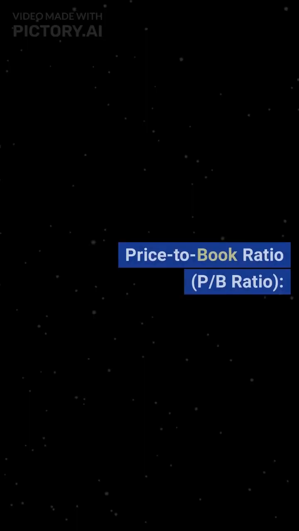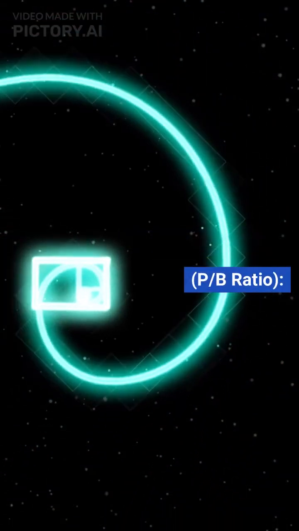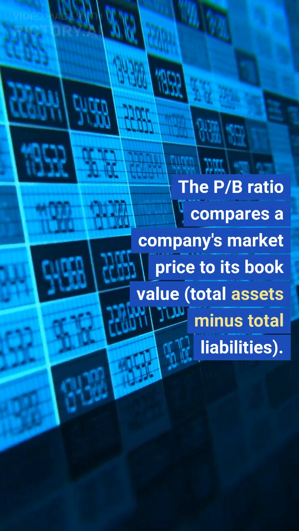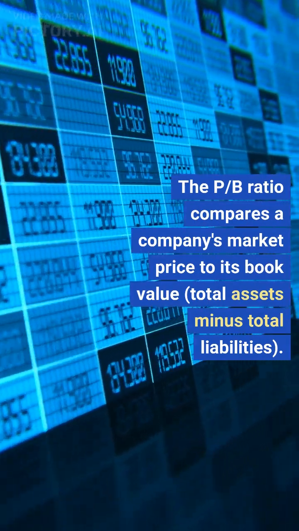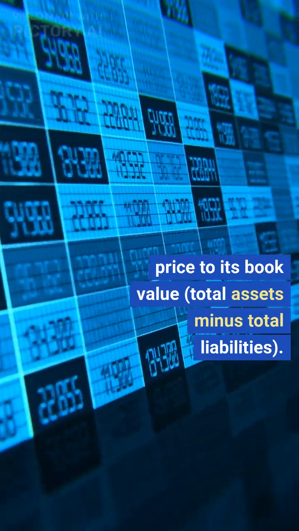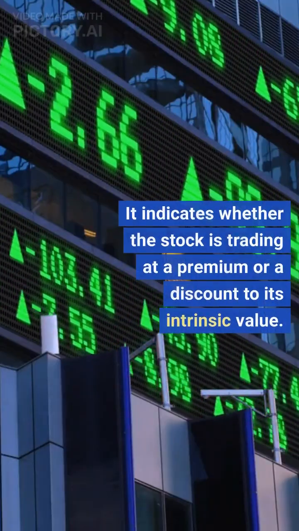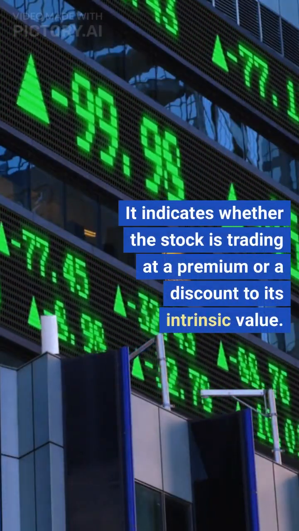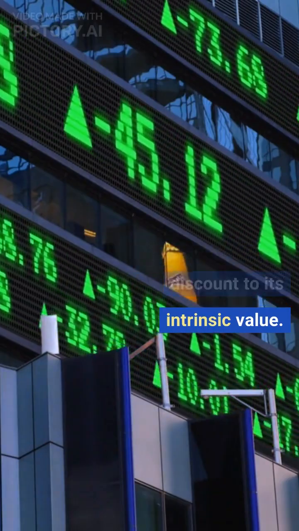3. Price to book ratio, P/B ratio. The P/B ratio compares a company's market price to its book value, total assets minus total liabilities. It indicates whether the stock is trading at a premium or a discount to its intrinsic value.